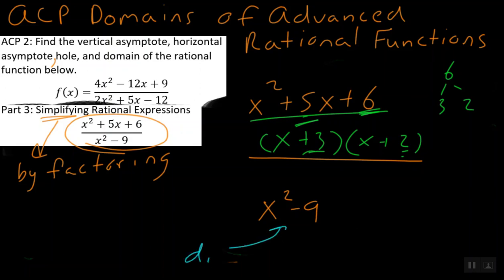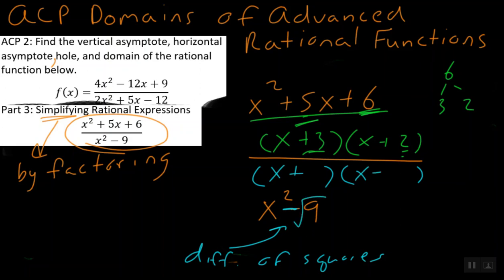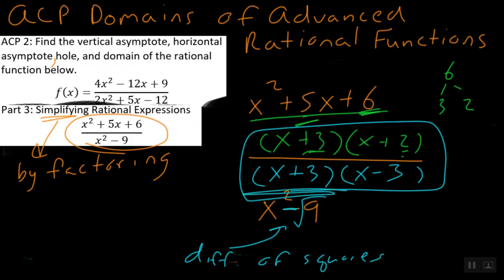Okay, now on the bottom we have x squared minus 9. Now remember, this is what we call a difference of squares. And all you really have to know is that so long as it's being subtracted, you can split this up into x plus a number and x minus a number. And that number is always the square root of the constant. And the square root of 9 is 3.